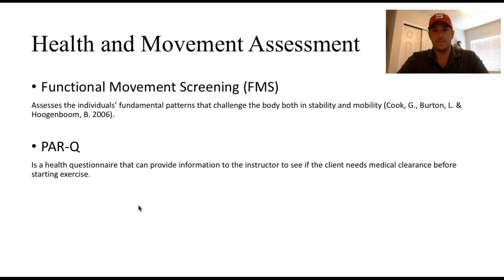The main focus here was the functional movement screening implemented by Greg Cook. It assesses the individual's fundamental patterns that challenge the body in both stability and mobility. It's a great assessment. It's a great screen. I think it really targets the whole body. There are a lot of variables in different tests and assessments out there. I personally think this is the best one to help get those individuals back on track to where they want to be to achieve both their fitness and regular lifestyle goals, to work on just regular functional movement to make sure they're moving safely and efficiently through those patterns.